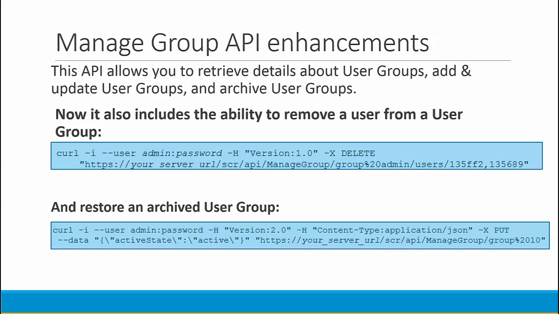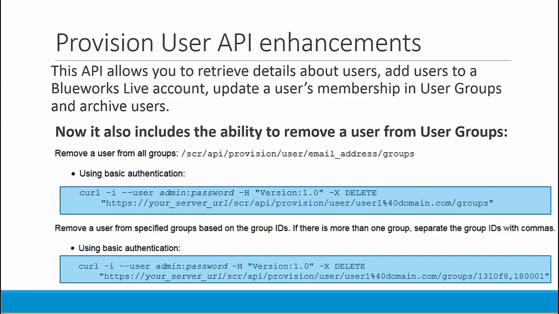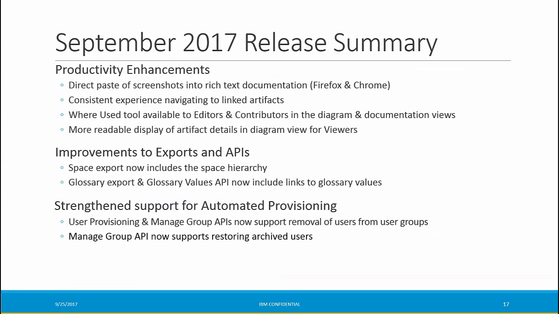And similarly, the provision user API previously allowed retrieval, update, and archival of users. And now it also allows the removal of a user from a user group. So here in the first example, you can see that I'm using the delete method of this API to remove a user from all user groups. And in the second example, you can see that I'm using the delete method to remove a user from a couple of specific user groups. So those are the updates to the APIs. And basically, that's the September release.